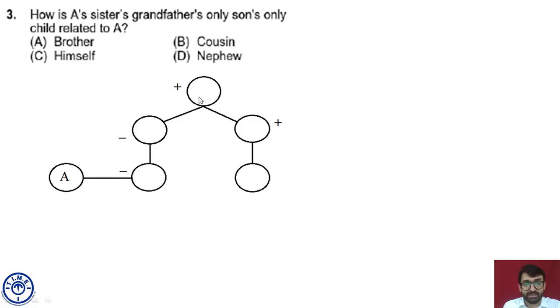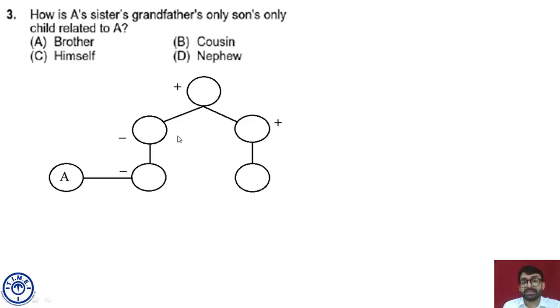So the grandfather the question is talking about is not the paternal grandfather of A, he is the maternal grandfather of A. Is that okay? A's sister's mother, that means A's mother, and her father is this person: the maternal grandfather. Only son means A's mother's sibling, in fact A's mother's brother. Only child is this person.